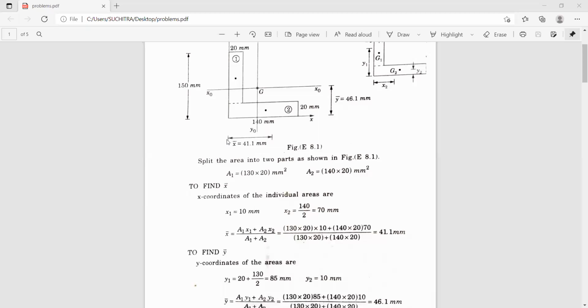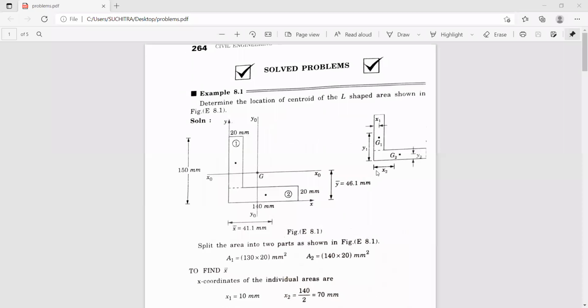Now you can see here the x bar value, from this point to this point, is 41.1 millimeters. So similarly, we want to find this y bar. Y bar is always measured with respect to the x-axis. So similarly, we want the coordinate distances, that is y1 and y2. Now, y1 is measured from this point to this point, and y2 is half of this height. So this is y2 in our case, and this is y1.